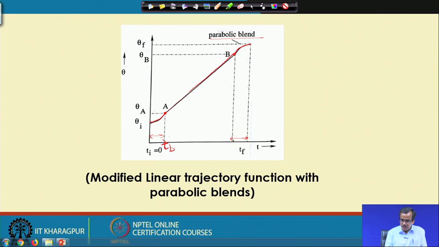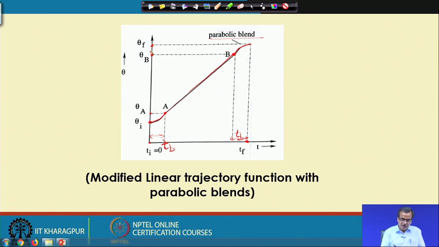Similarly, here also we have the duration, and that is T b. T f is the finishing time and T I is the starting time. So, we are going to start from 0 in terms of time, and at time t equals T I, the angular displacement is theta I, and at time t equals T b, the angular displacement is theta a. Similarly, at time t equals T f, the angular displacement is theta f, and at the time corresponding to this point, the angular displacement is theta b.